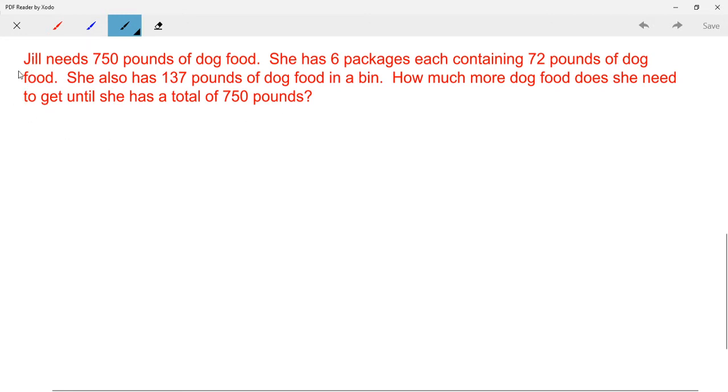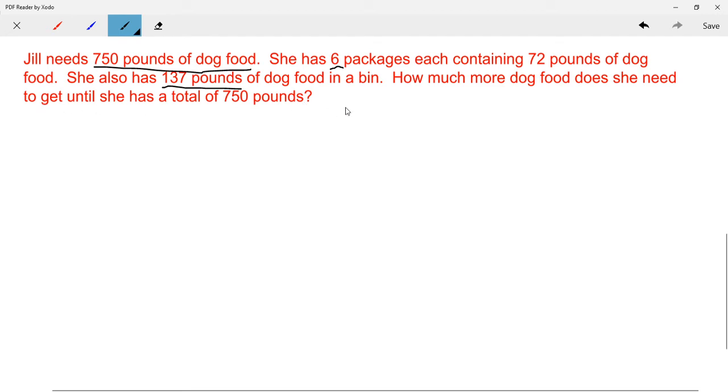So if you remember from some earlier problems, Jill owns, I believe, a dog shelter. So that's why she needs 750 pounds of dog food. So it says she needs 750 pounds. She has 6 packages, each containing 72 pounds, and she also has an extra 137 pounds. How much more dog food does she need to get until she has a total of 750 pounds?